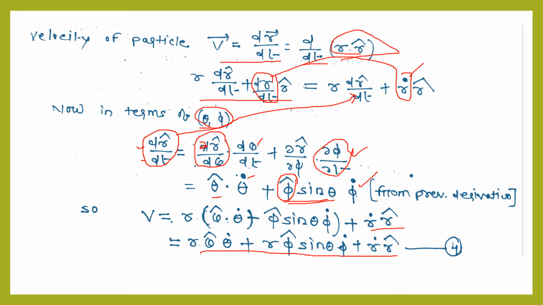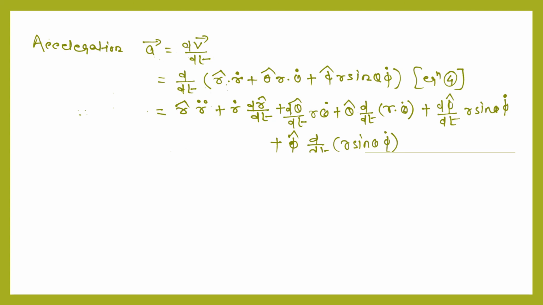Similarly, we can easily find the acceleration. For acceleration, it is equal to dv by dt, so d by dt of the velocity, which is here, and using equation number 4 from the previous equations, you can derive it, and you get the actual derivation after simplification of these equations.